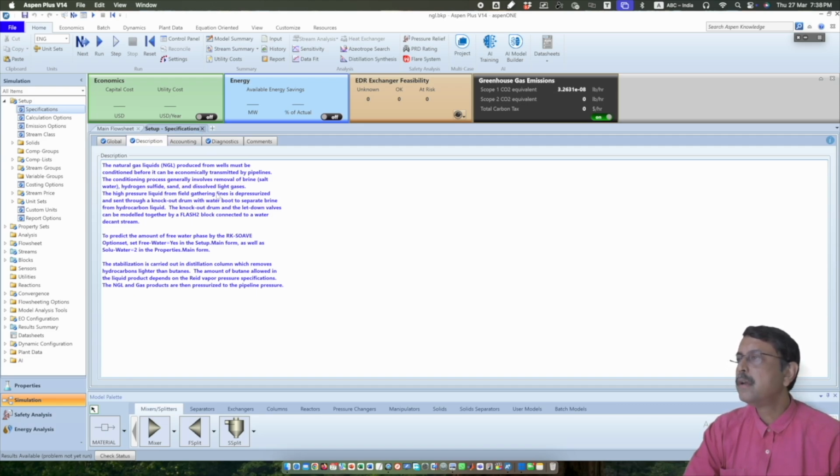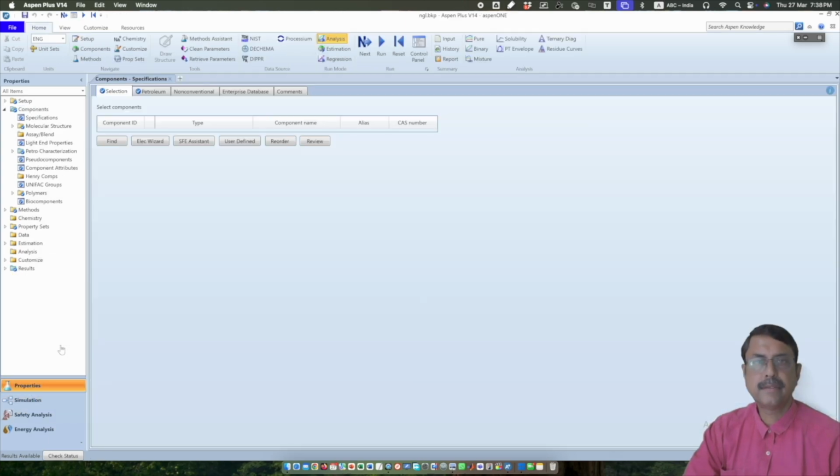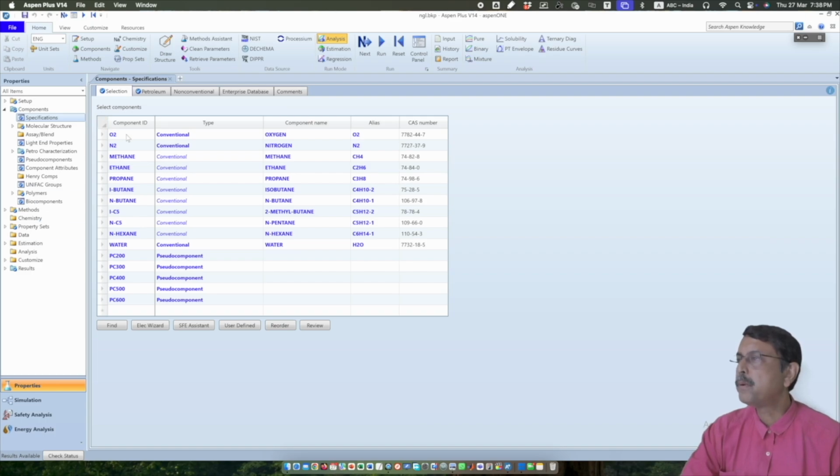So let us now go to the properties file first. Let us see what are there as components. So we have oxygen, nitrogen, methane, ethane, propane, isobutane, N-butane, isopentane, N-pentane, then N-hexane, water, and some pseudo components. Obviously, the pseudo components will have some characteristics. Let us see what characteristics they have.